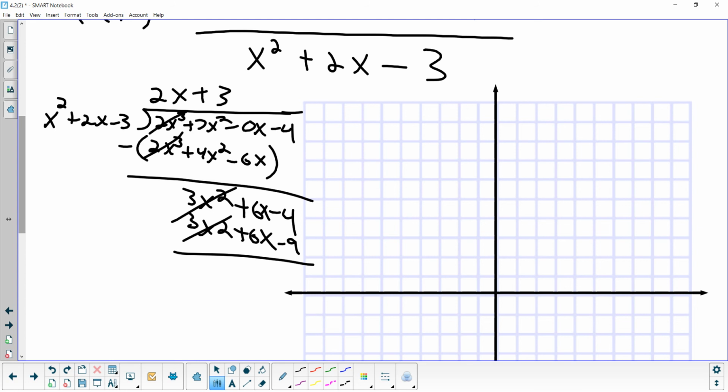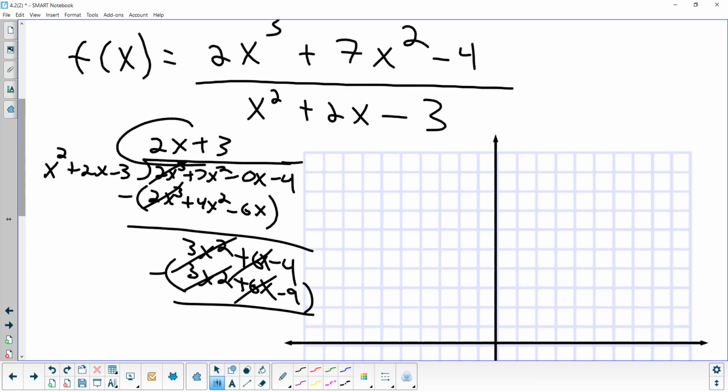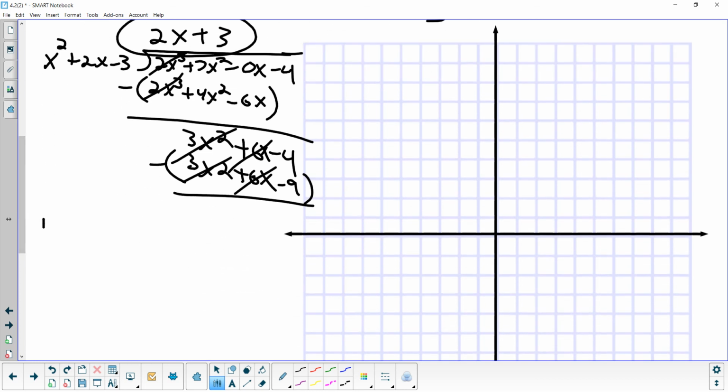Subtracting, that's gone. 6x minus 6x gives me 0. That's gone. And negative 4. We don't even need the remainder. Remember, the EBA only needs the quotient, and we're done. So you don't even have to worry about finishing it for the remainder. All right, there's your EBA: 2x plus 3. Is the EBA and the quotient always going to be the same? Yes, that's how you find the EBA.